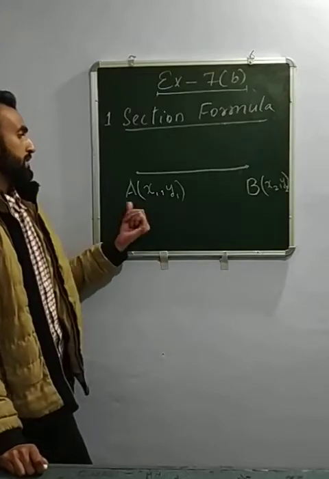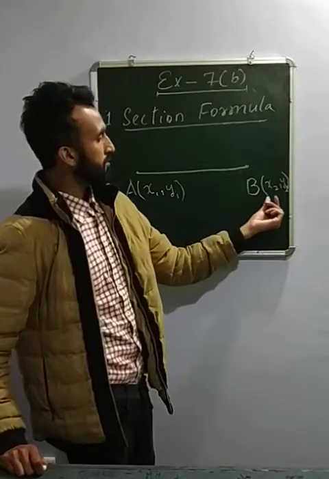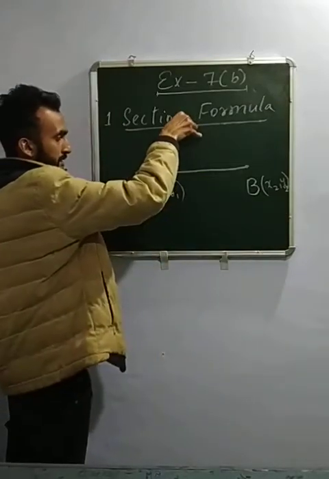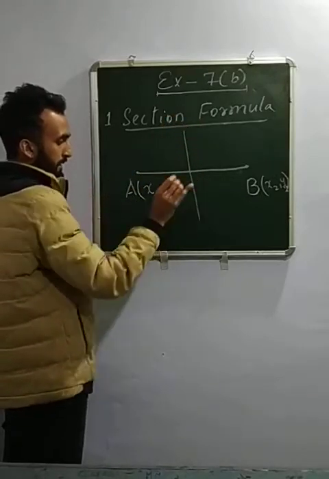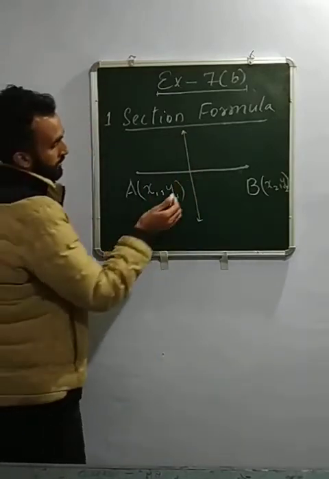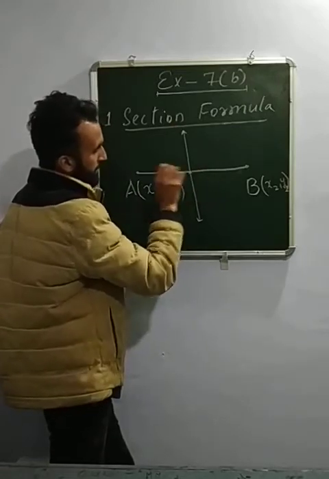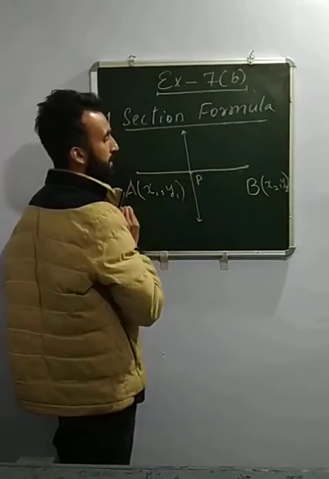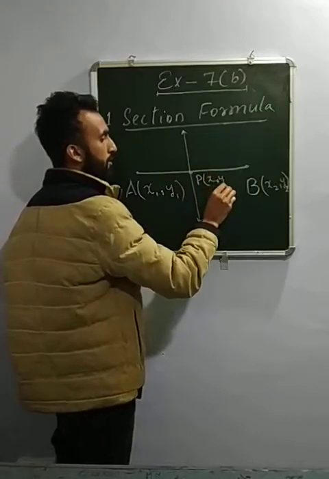I have 2 points A and B. A has coordinates x1, y1, and B has coordinates x2, y2. Suppose another line passes through this line segment, and they meet at this point. Let me call this point P. It will also have 2 coordinates, let me assume them as x, y.